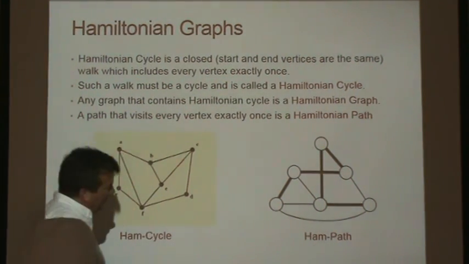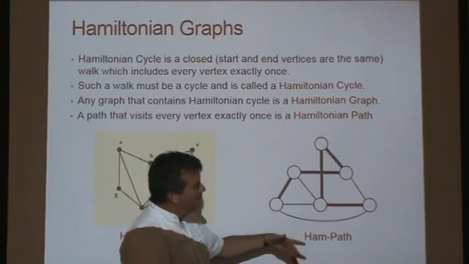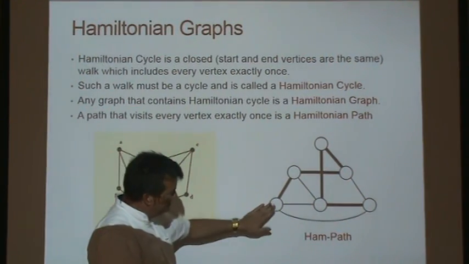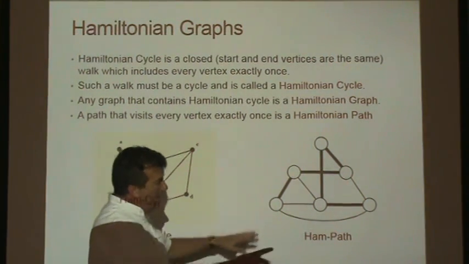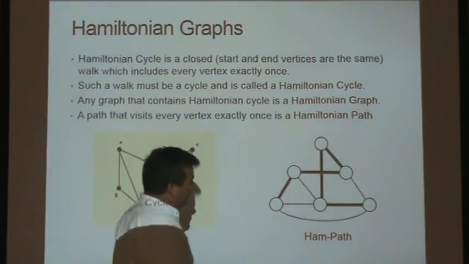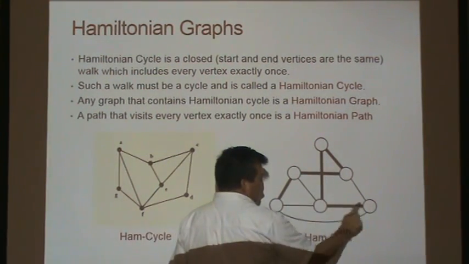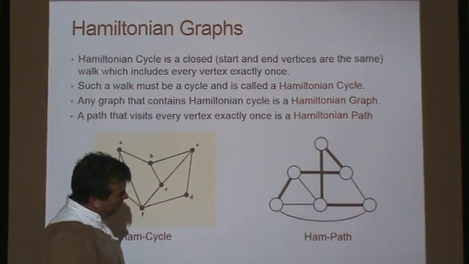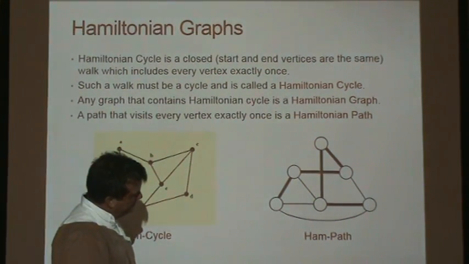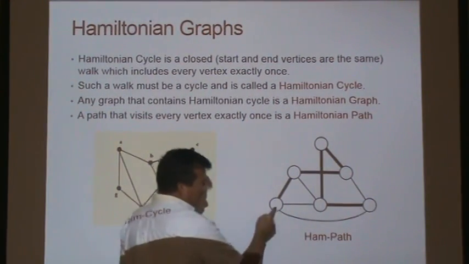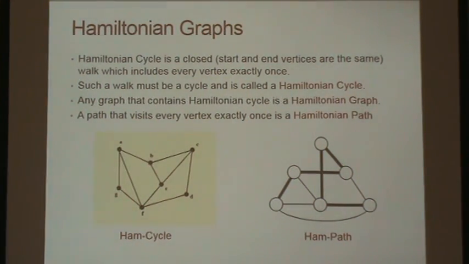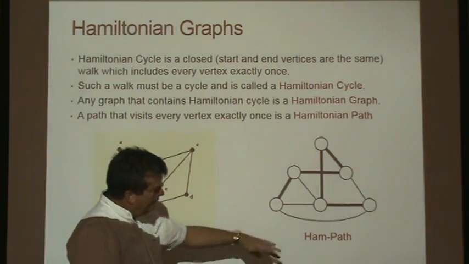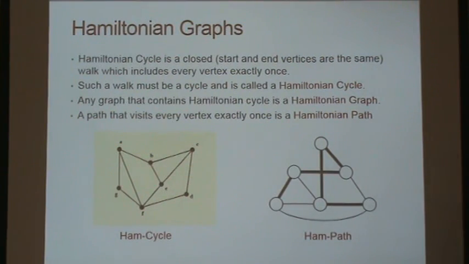Here's a graph that is not Hamiltonian, but happens to contain a Hamiltonian path. A Hamiltonian path means you start somewhere, you finish somewhere else, and you visit every vertex. So we have this path, and we visited every vertex. We could come back, so this would actually be a Hamiltonian graph. But that's an example of a Hamiltonian path. You visit every vertex, and you don't have to finish at the one you started at.